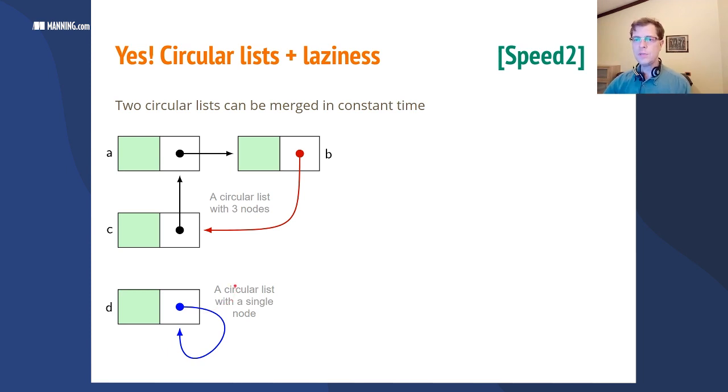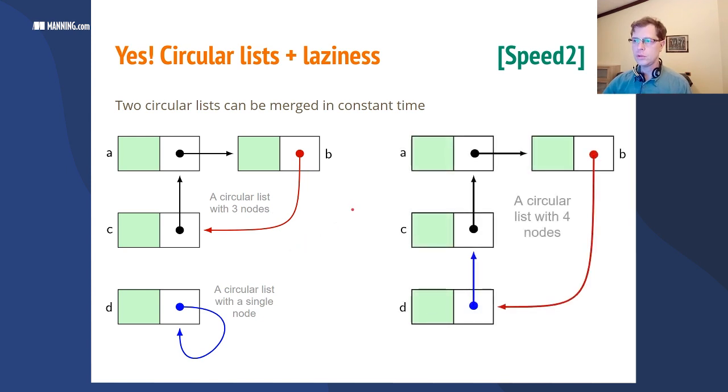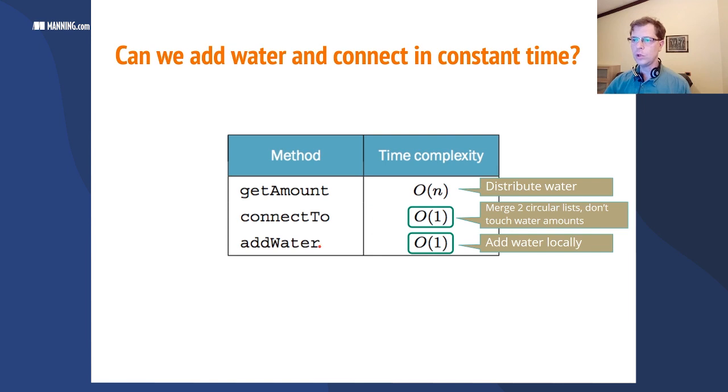Now, if we simply swap the destinations of the red and blue pointers, we obtain a single circular list. So B was pointing to C and D was pointing to D. If I swap them, then B will point to D here, and D will point to C. So as you can see, it's a single list now. And that's the trick we're going to use to connect 2 groups in constant time. Now I still have to tell you how I'm also going to obtain constant time add water. And here the trick is laziness. So in other words, I'll implement these 3 methods as follows.